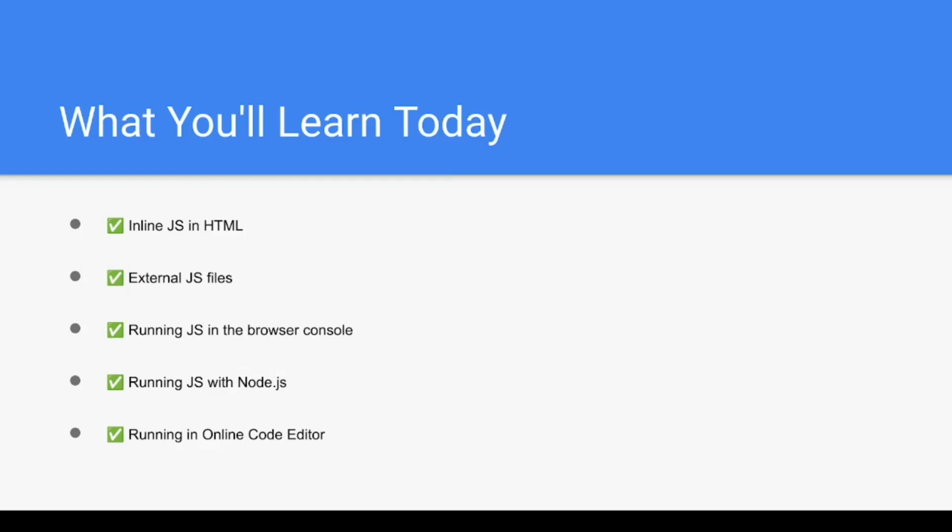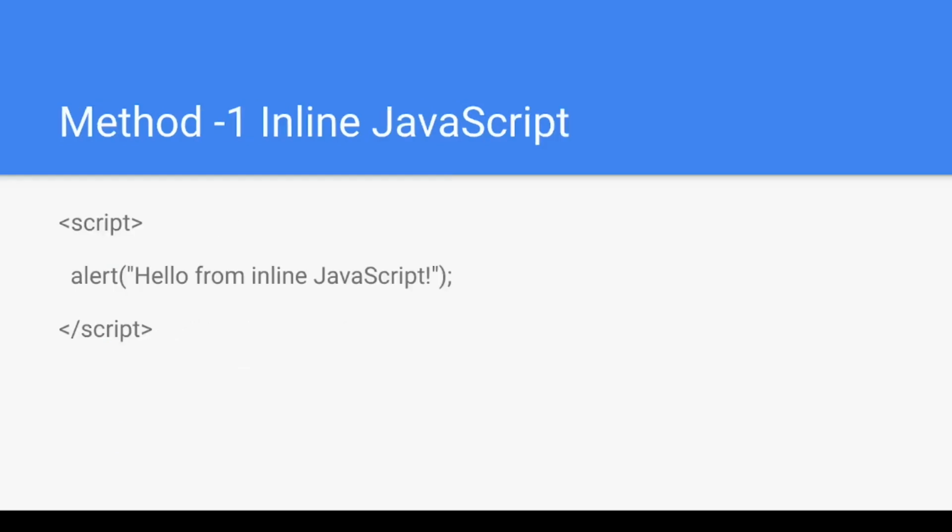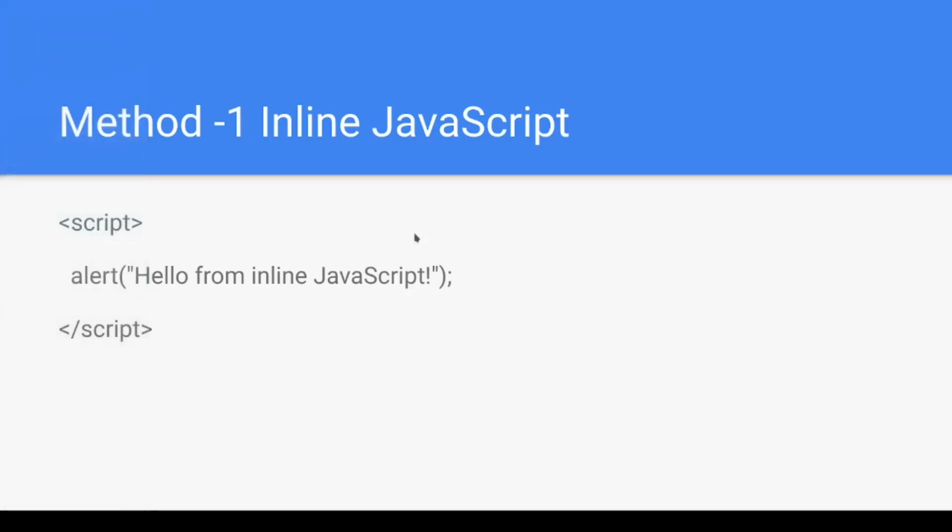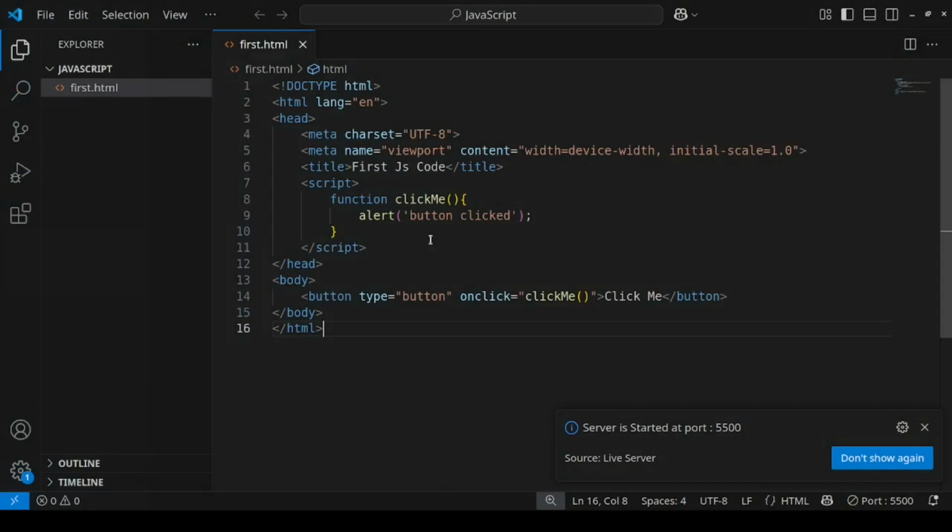So let's get started. For the first method, we are going to add the script tag and run this in the HTML. So let's go to the code editor. I am using Visual Studio Code here.